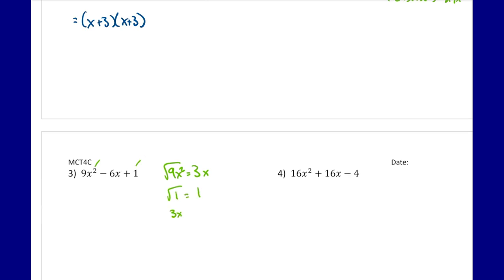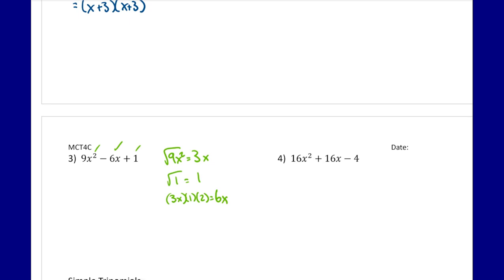So if I do 3x times 1 times 2, 3 times 1 is 3, times 2 is 6, carry the x, I get 6x, which is the middle term. So this is a perfect square trinomial.